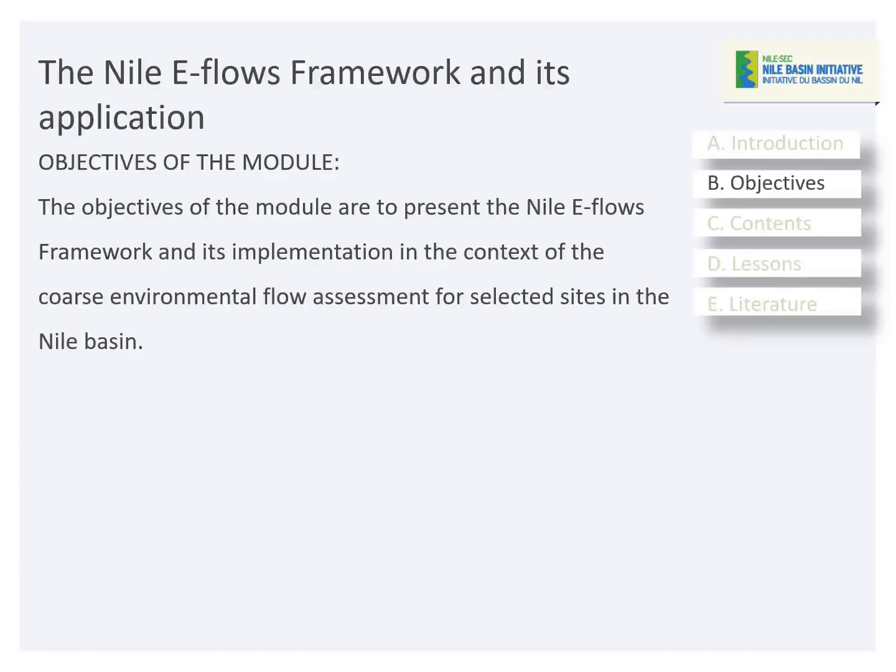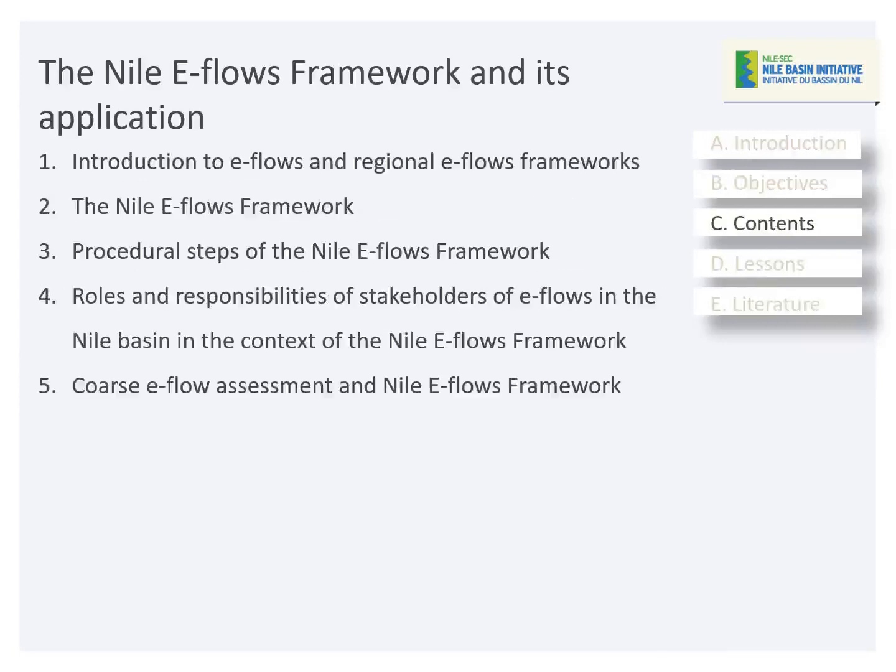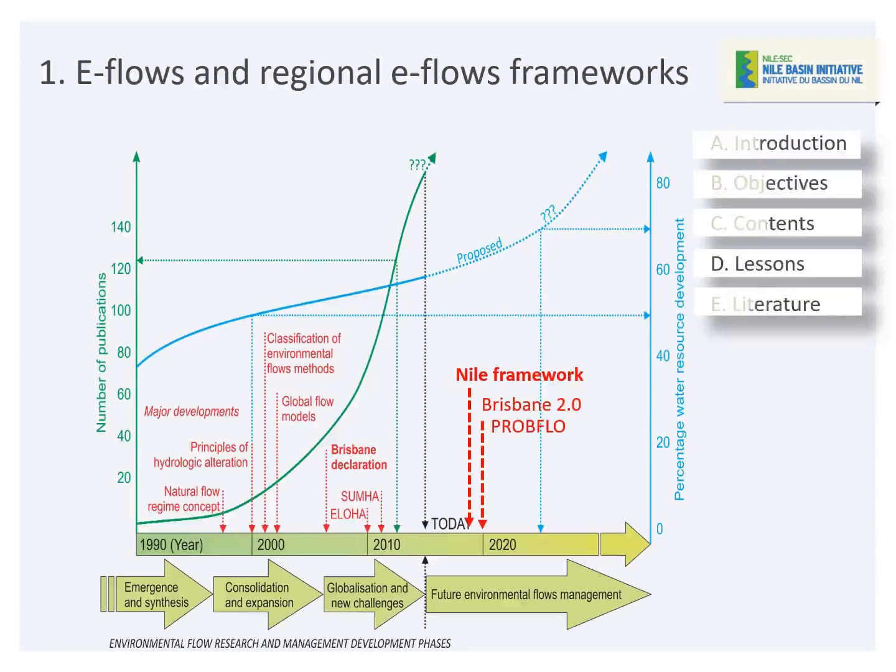The objectives of this module is to present the Nile eFlows framework and its implementation in the context of the course environmental flow assessments for selected sites in the basin. These are the 5 components of contents of this module, and they include introduction to eFlows on regional scales and considering frameworks, then the Nile eFlows framework itself, procedural steps of the Nile eFlows framework, roles and responsibilities of stakeholders of environmental flows and their assessments in the Nile Basin in the context of the Nile eFlows framework, and then course eFlow assessments and the Nile eFlows framework itself.